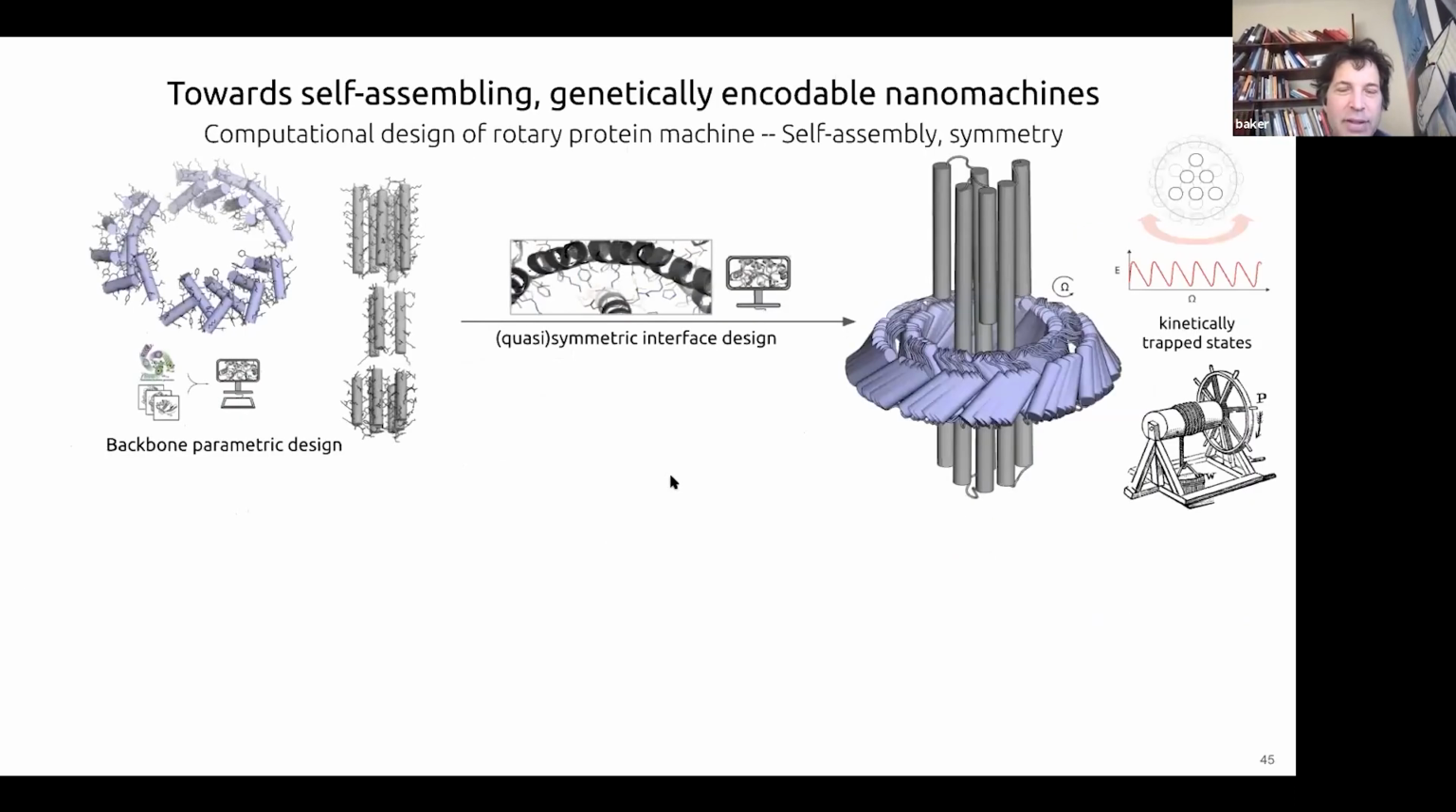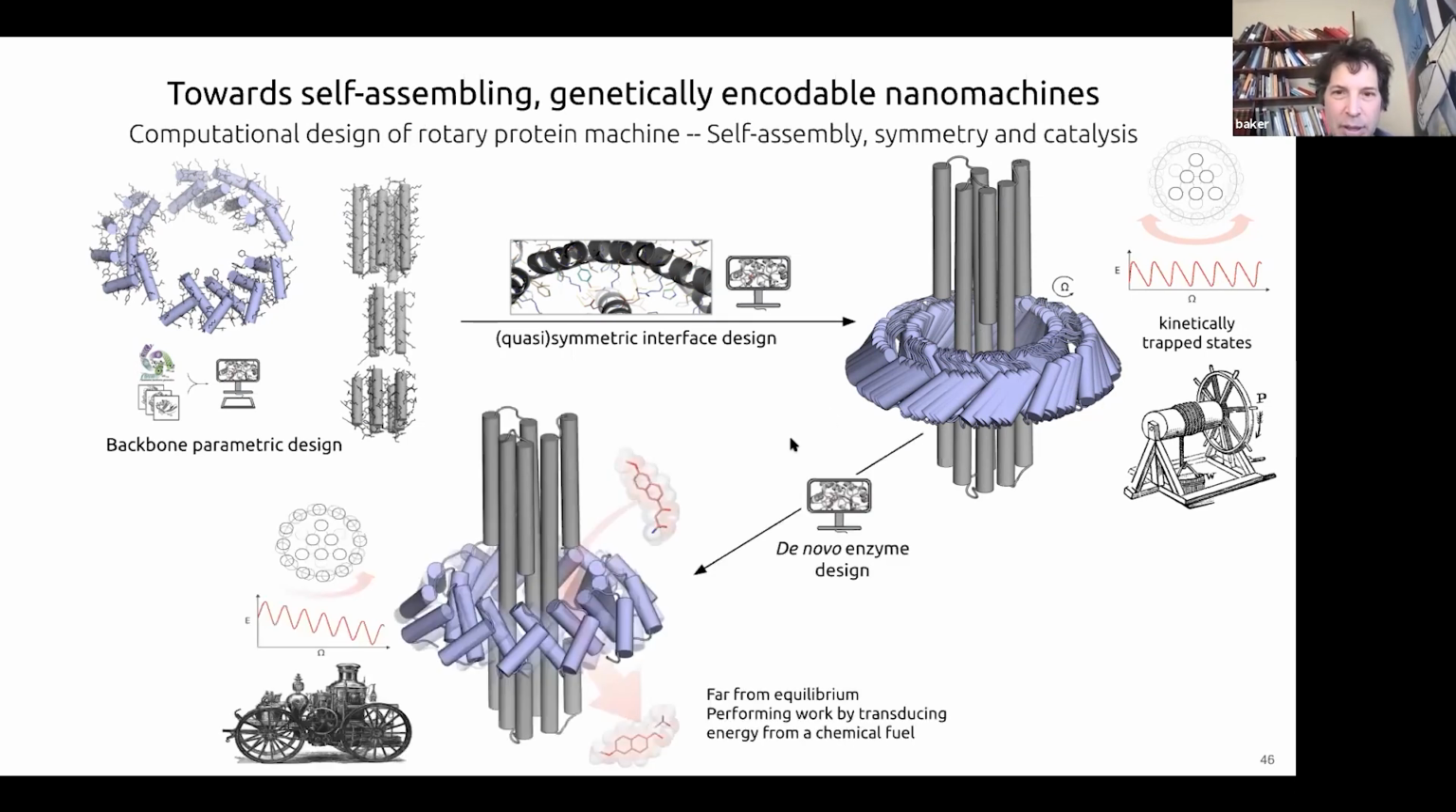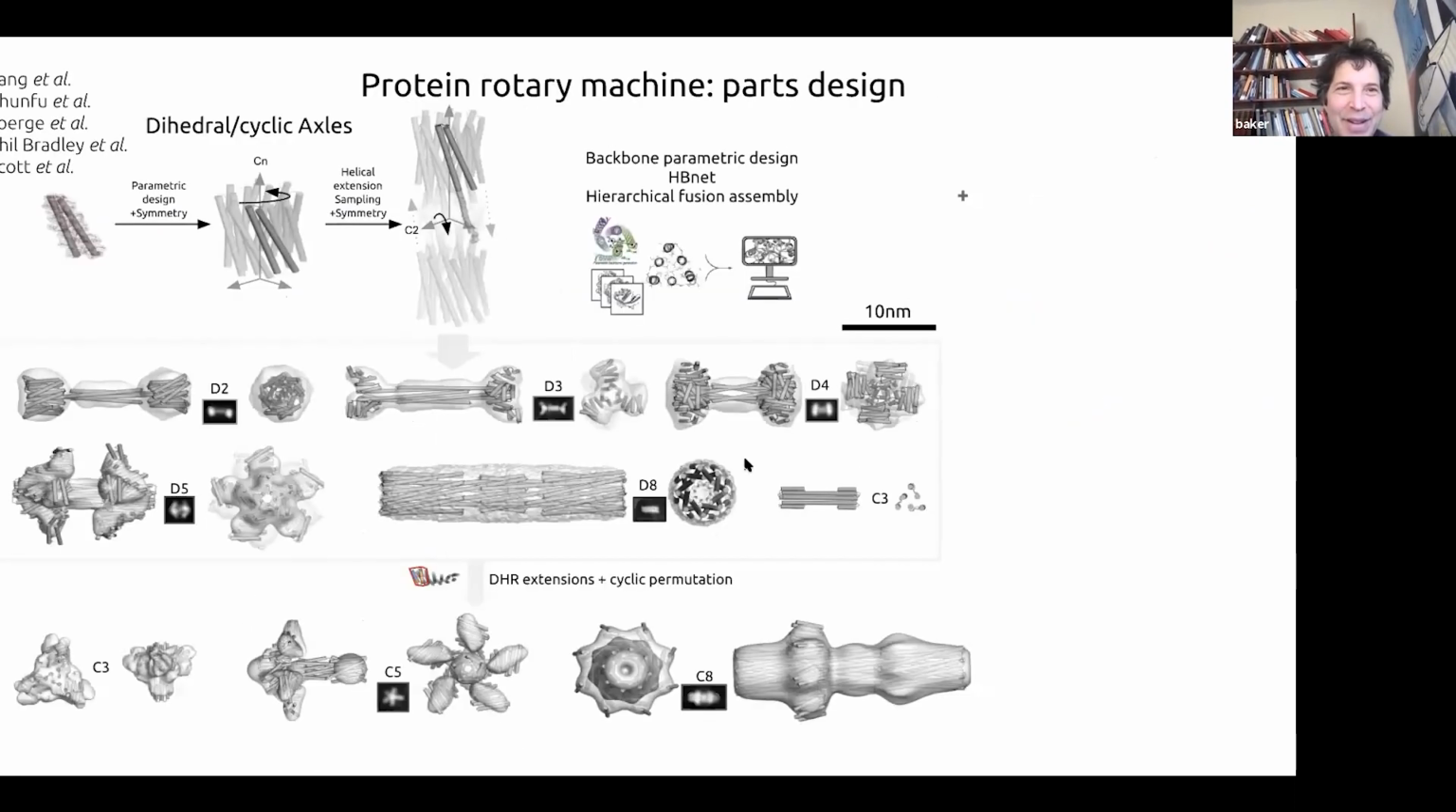So the basic idea is to design these parts, the rings and the axles, then assemble the ring on the axle, and then incorporate a chemical reaction at this interface to actually drive rotation. I'll show you where he is on this. As you can tell, he's a little more colorful in his slide construction than I normally am.